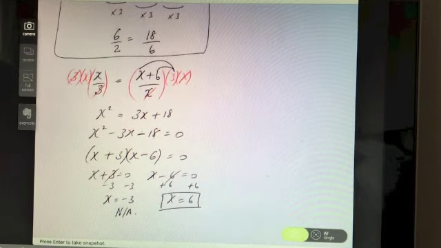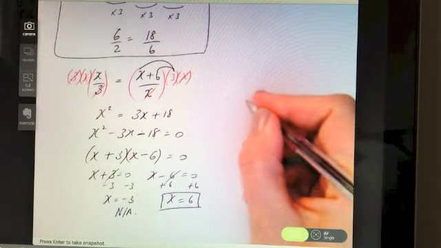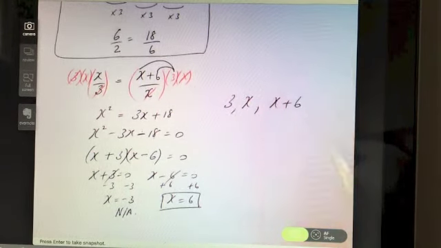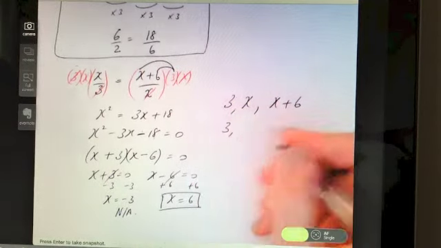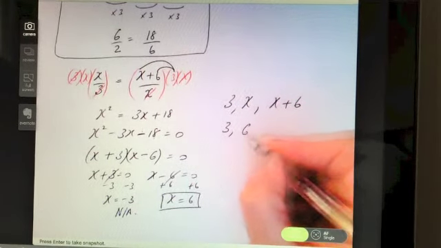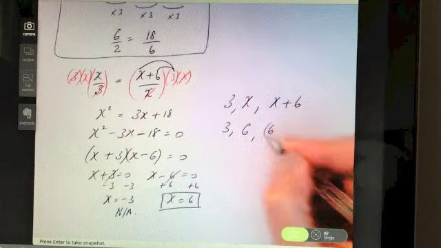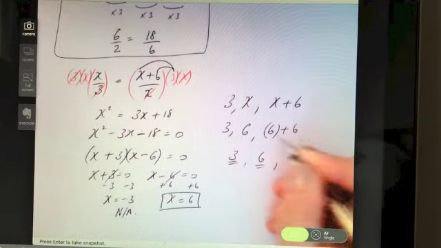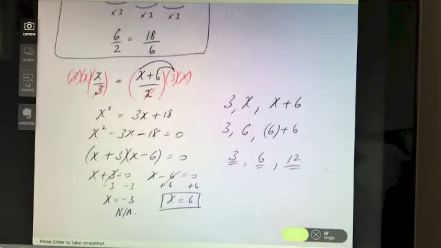They asked me to find x. And now to find the first 3 terms. Well, the 3 terms were 3x and x plus 6, of course. So my first term is 3. X is the second term, which I've got as 6. And the third term is going to be 6 add 6. So my 3 terms are 3, 6, and of course 12.